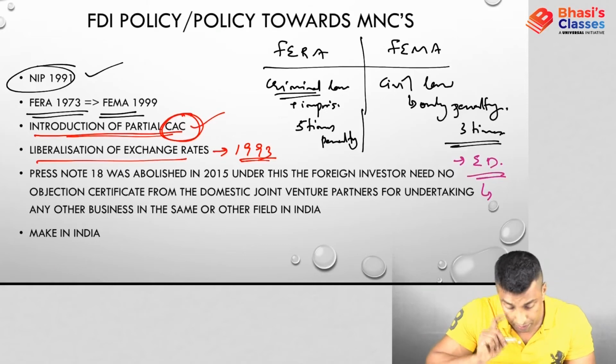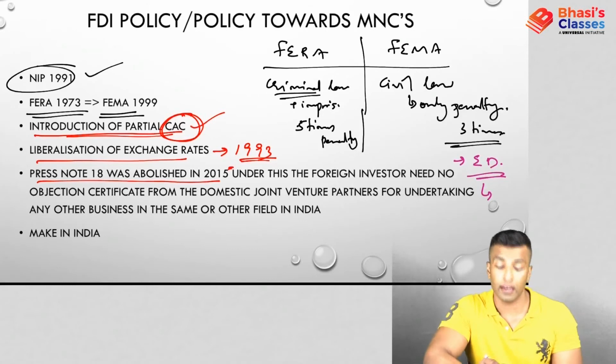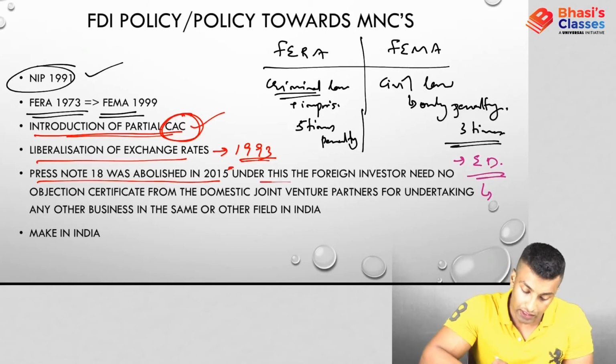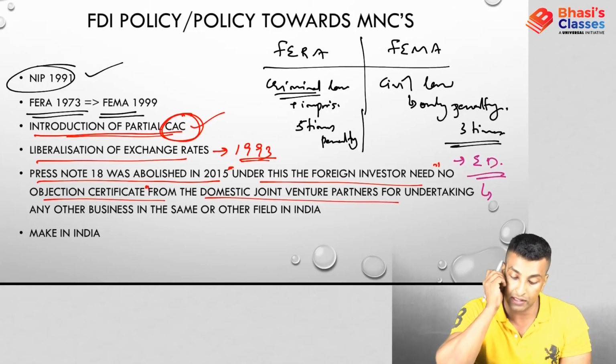Next point, this is again very important from prelims point of view. Press Note 18 was abolished in 2015. What is Press Note 18? Actually under this the foreign investor needed a no objection certificate, an NOC, from the domestic joint venture partner for undertaking any other business in the same or other field in India.